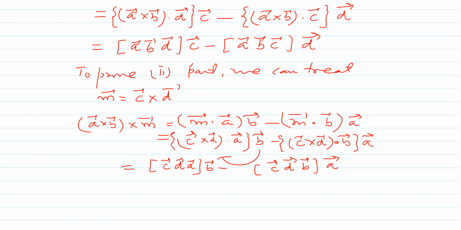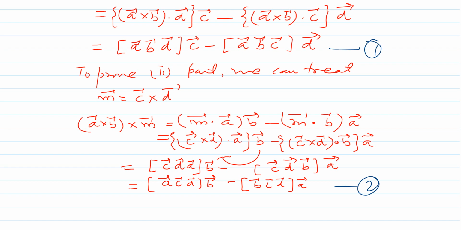Okay, because if we maintain the cyclic order of the three vectors, their scalar triple product does not change, so you can write this as ACD multiplied by B, minus BCD multiplied by A. Okay, so thus we have proved these two values for the same vector, this result first, and this result second.